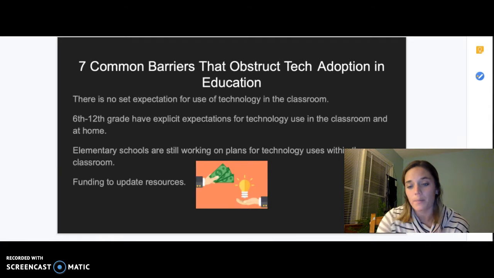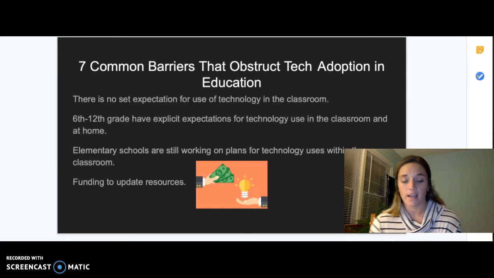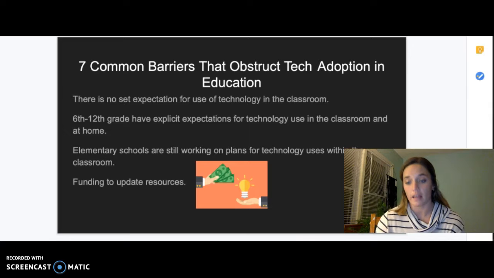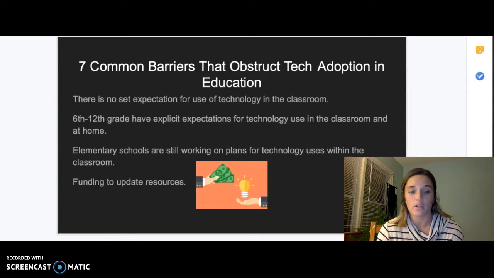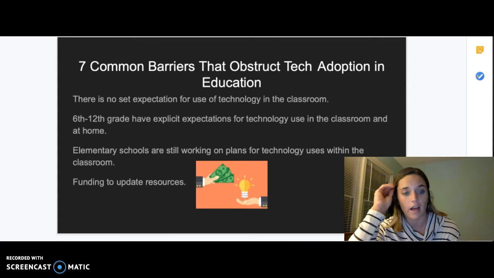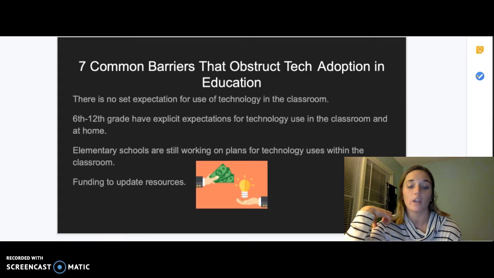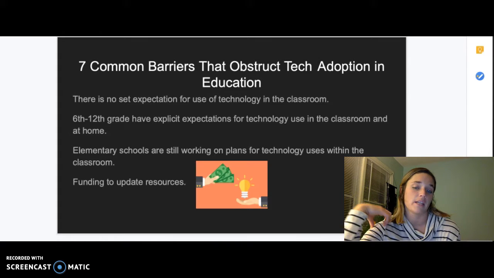The next article I read was 7 Common Barriers That Obstruct Tech Adoption in Education. For this one, my own district thankfully doesn't have any expectations for our elementary level with implementation of technology. So some students are using it often because they have it in their classroom, and for others, it's seldom used just because of not having updated technology and hands-on things for the students.